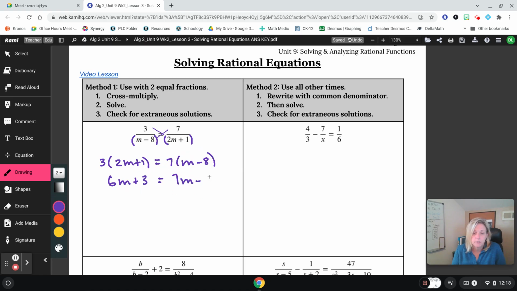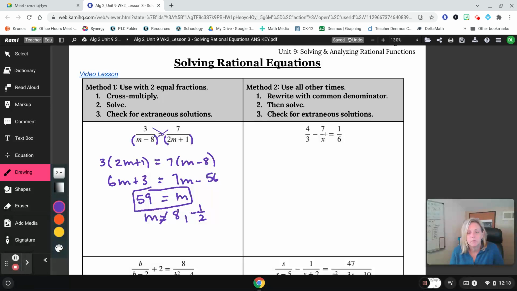So we get 6m plus 3 equals 7m minus 56. And then subtract 6m from both sides and add 56 to both sides. This leaves us with m equals 59. And then make sure that you check for extraneous solutions. In this one, m cannot equal 8 or negative 1/2. That isn't the answer that we get, so we're good with m equals 59.